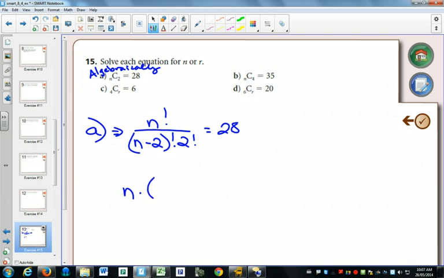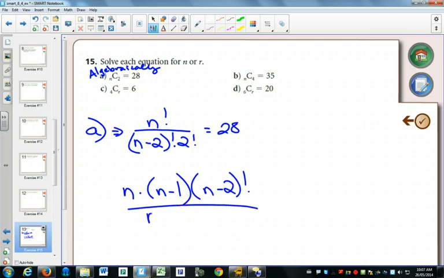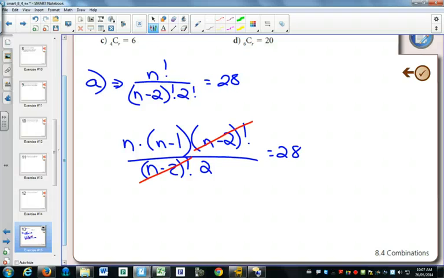So what we do is we start expanding the top. We're going to get n times n minus 1, and when we get to n minus 2, we're going to stop because we have an n minus 2 on the bottom. Still have a 2 factorial. Are you all right if I just write that as 2? Because 2 factorial is just 2, equals 28. And these n minus 2's will cancel. I still have a fraction on the left. How can I get rid of that 2 on the bottom? Times by 2 on both sides. On the top here, when I expand it, I'm going to get n squared minus n. And over here, when I multiply by 2, I get 56. And then we'll bring it over and factor.